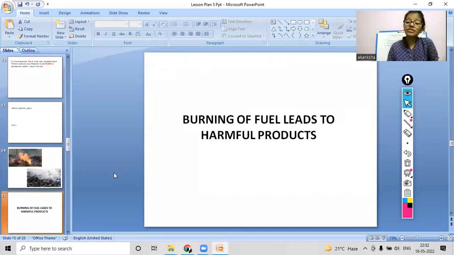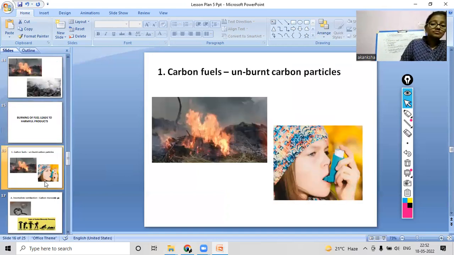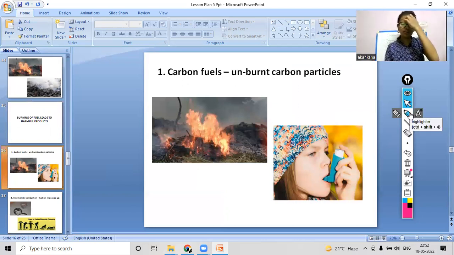What are these harmful products that we get? Any guesses from your side? Yes, very good. We get smoke. What else? Anything more? Okay, so now we will move on ahead and see what we are actually getting as the harmful product.